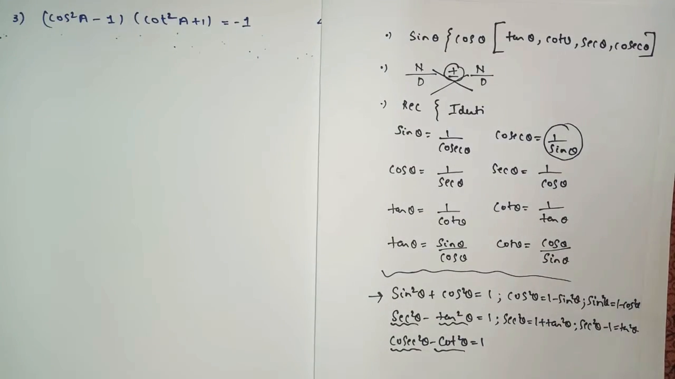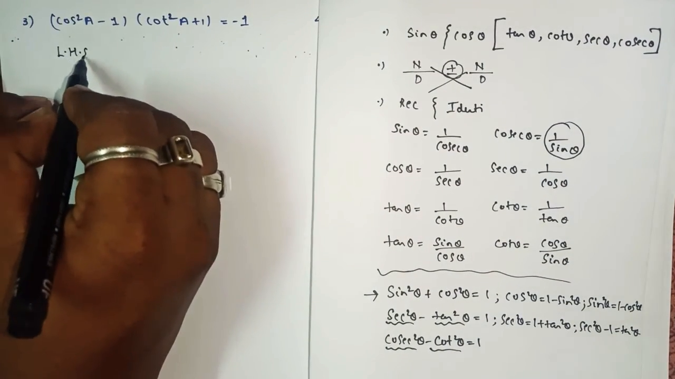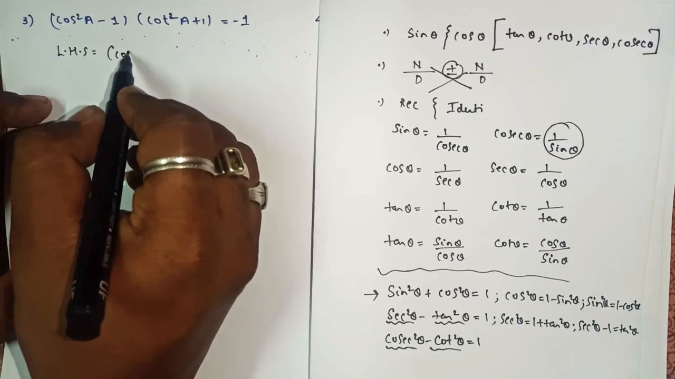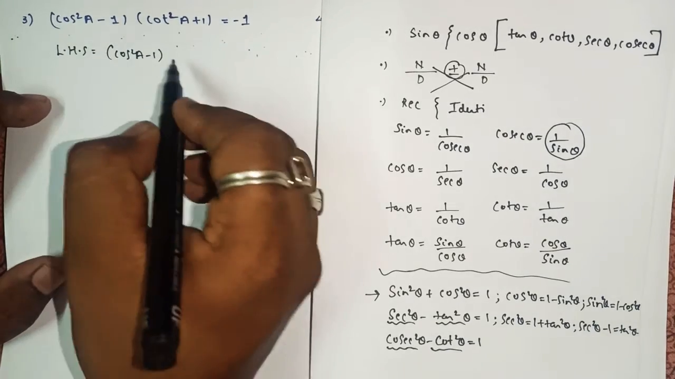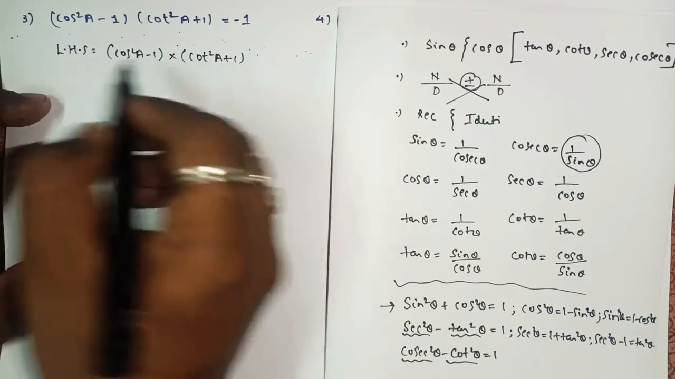Now here the next sum is what? Cos square a minus 1 upon cot square a plus 1 equals to minus 1. So we'll take the left hand side here also. So here the left hand side is what? Cos square a minus 1 upon cot square a plus 1.